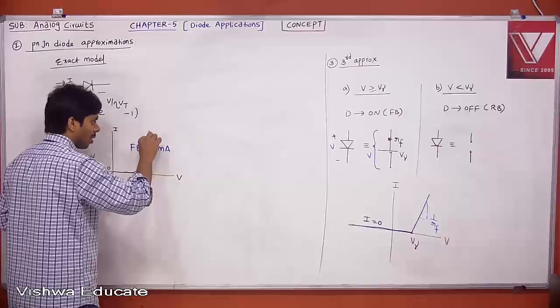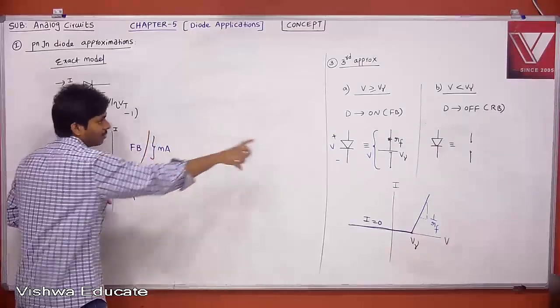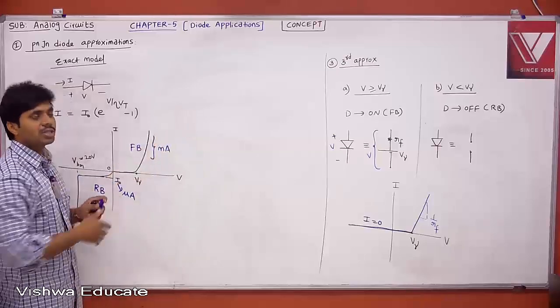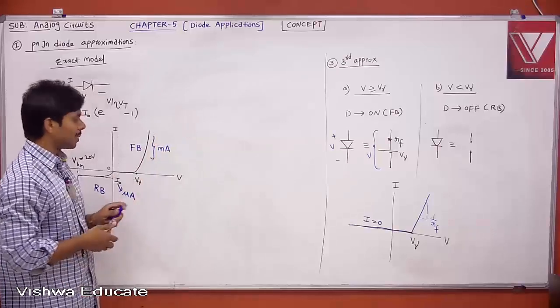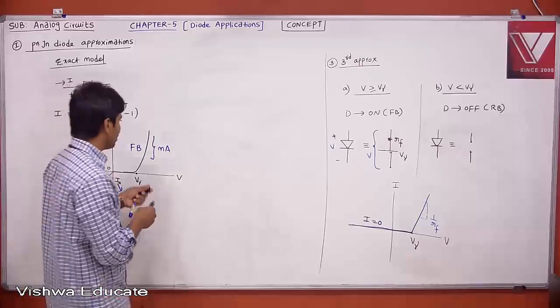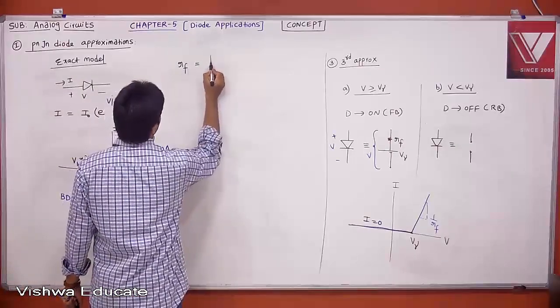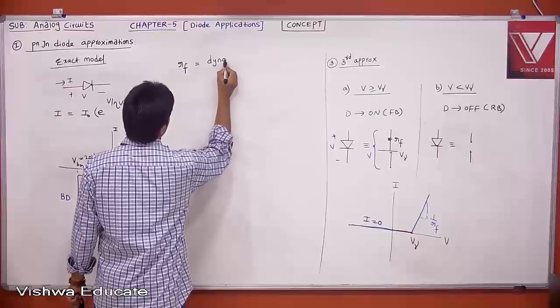If you define your operating point here, you take the dynamic range and the slope, then draw a line, and that line you can represent. Therefore, that RF can change. The RF is different with respect to your operating point. But how will you get it? Therefore, RF is nothing but your dynamic resistance. Your RF is defined as dynamic resistance.